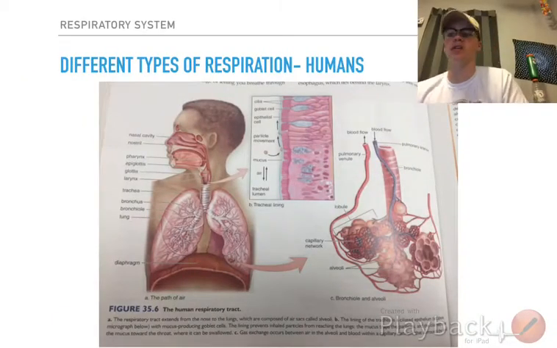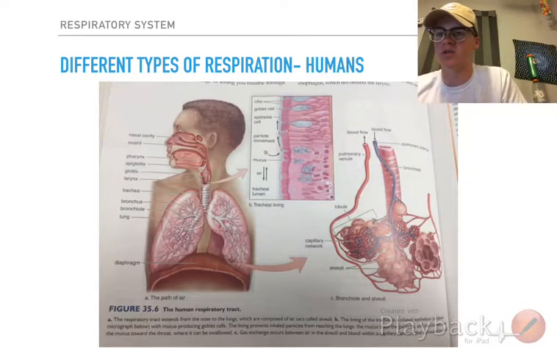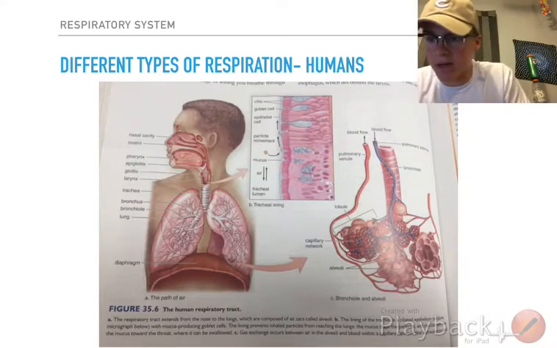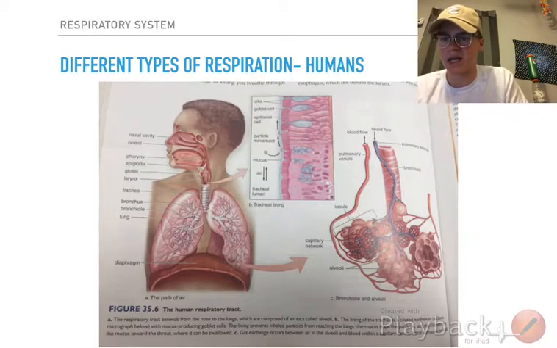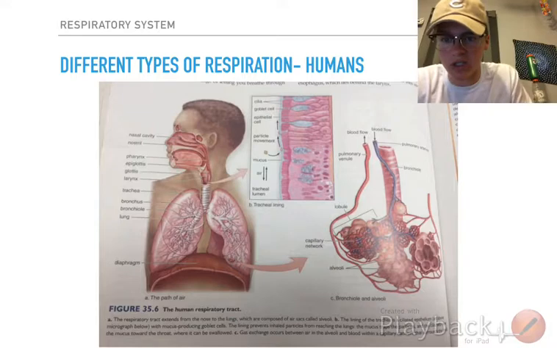Different types of respiration in humans. So, the human respiratory tract. The respiratory tract extends from the nose to the lungs, which are composed of air sacs called alveoli. The lining of the trachea is ciliated epithelium with mucus-producing goblet cells. The lining prevents inhaled particles from reaching the lungs. The mucus traps the particles, and then the cilia move the mucus toward the throat where it can be swallowed.